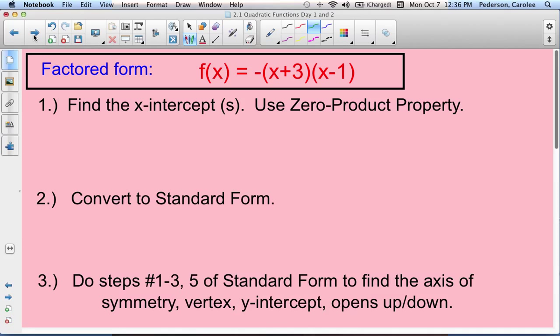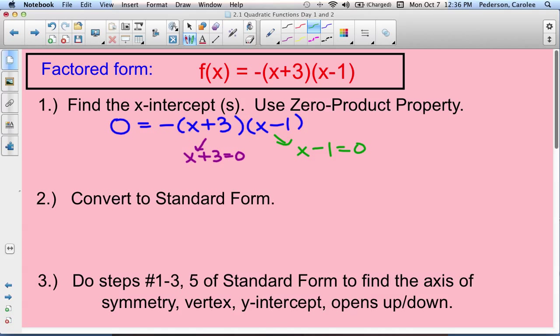So what we have is a function f of x equals negative, and then parentheses x plus 3, parentheses x minus 1. So step 1, it's already factored out. So we're going to use that zero product property and set the function equal to 0 and solve for x. So 0 in for f of x. And now we're going to set the factors equal to 0. So one of our factors is x plus 3, and one of our factors is x minus 1.